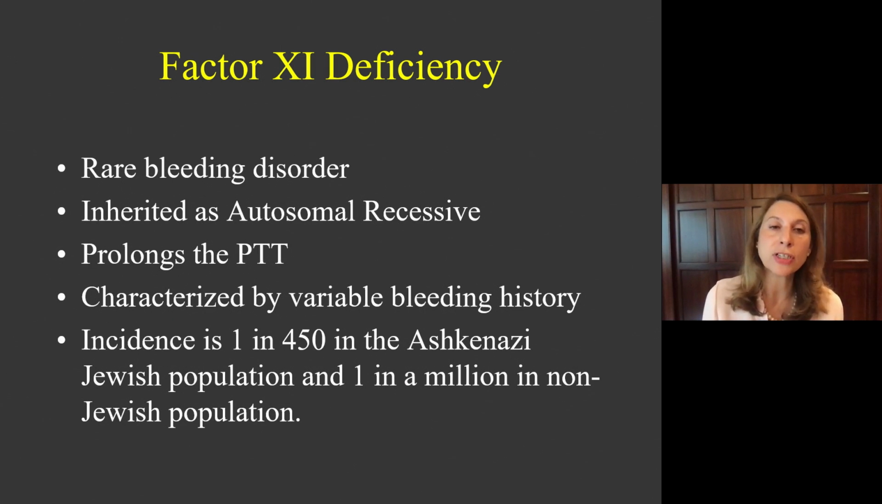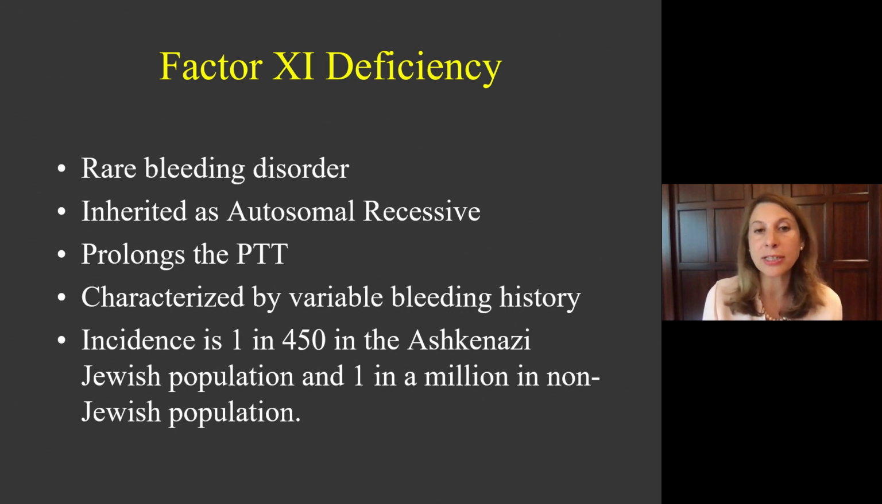Factor 11 deficiency is a rare bleeding disorder. It's inherited as autosomal recessive, and it presents with a prolonged PTT. It's characterized by a variable bleeding history. As you can see, this patient has gone through 75 years of life and never had a bleeding problem.